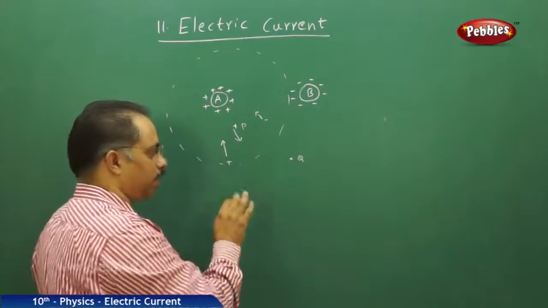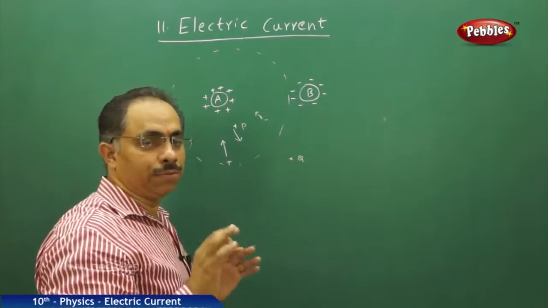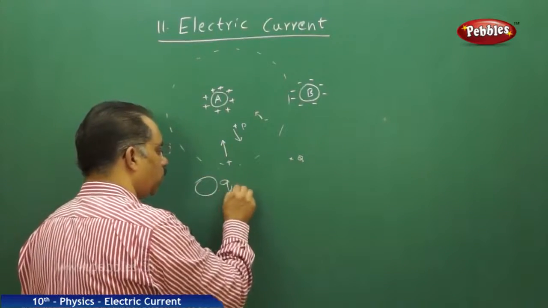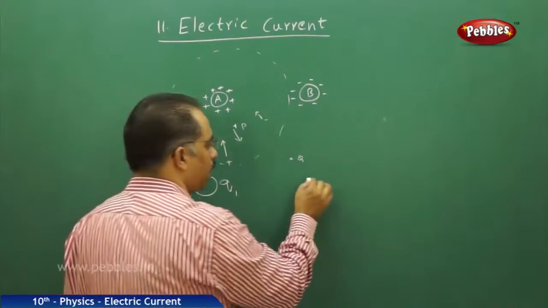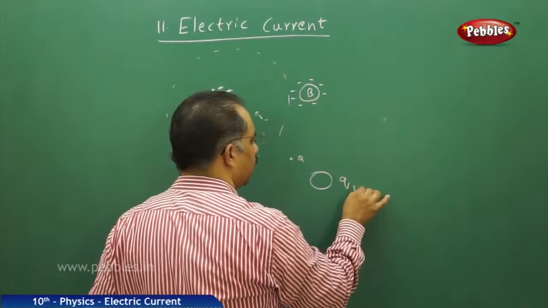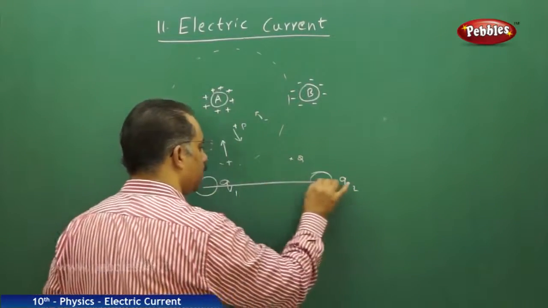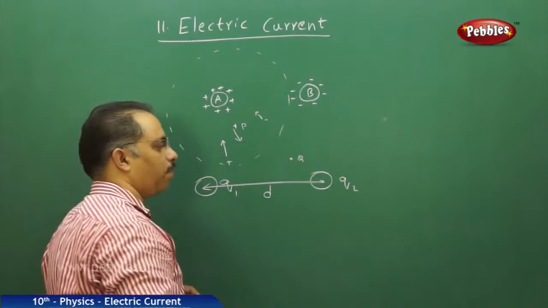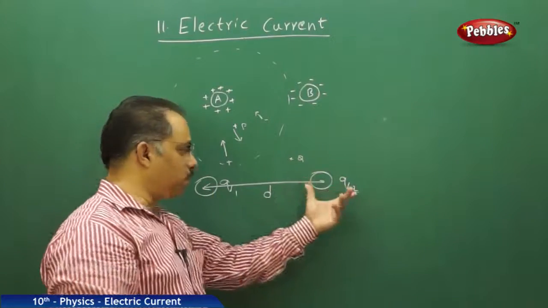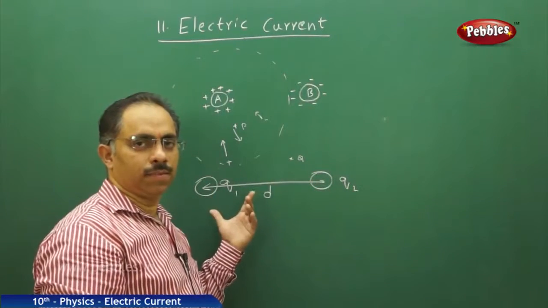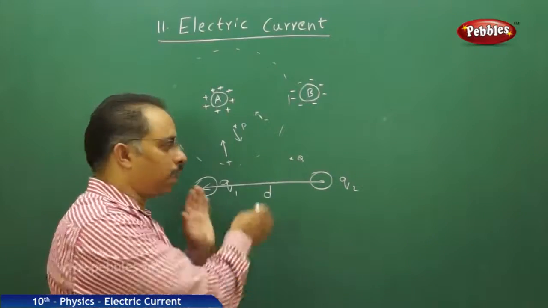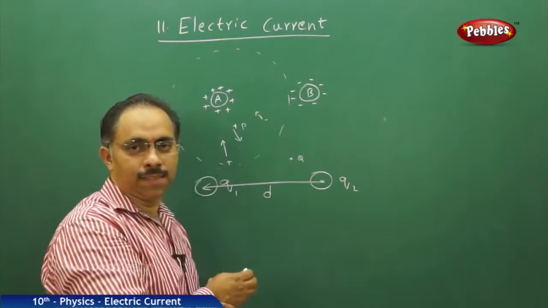So, considering two charged bodies, generally charge is denoted by the letter Q. Let us assume that I have two bodies. Q1 is the charge on one, and another body Q2 is the charge on this. Both are separated by distance D. I did not write positive or negative signs on them. Okay, in general, two charged bodies separated by some distance D.